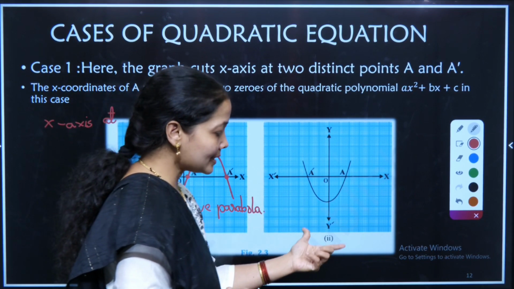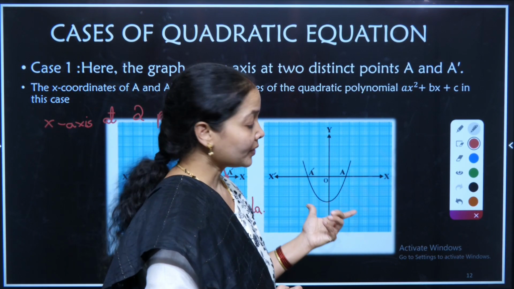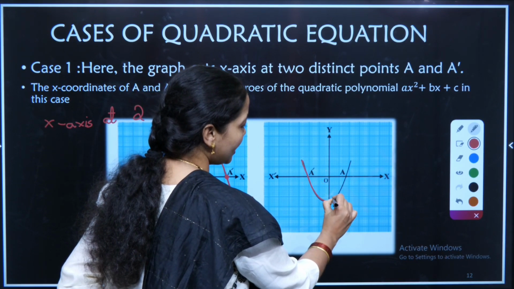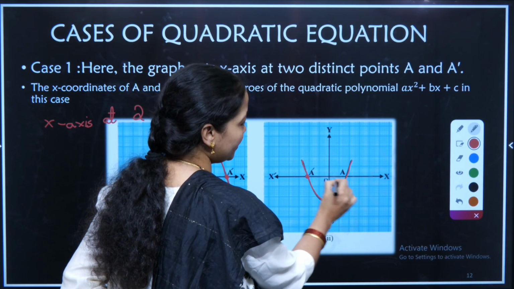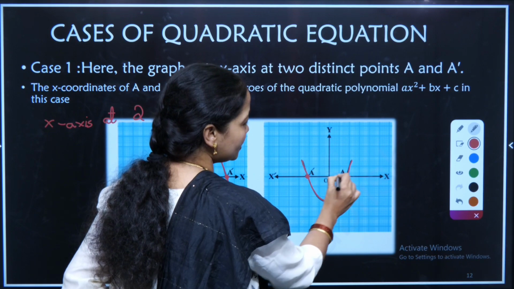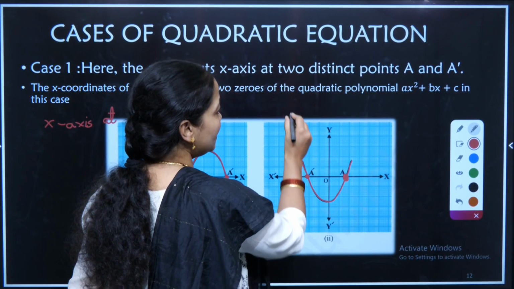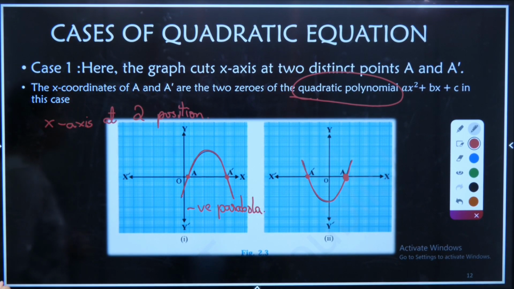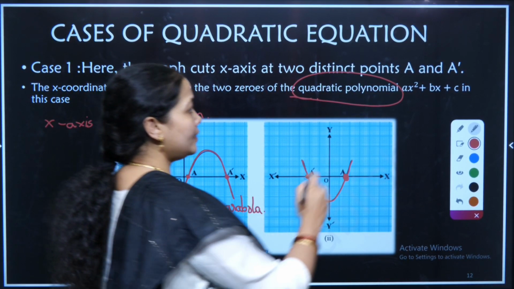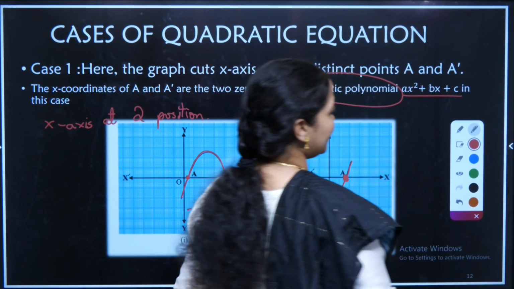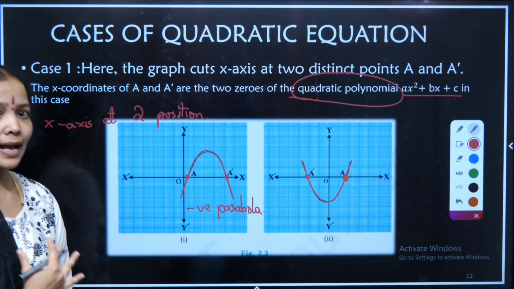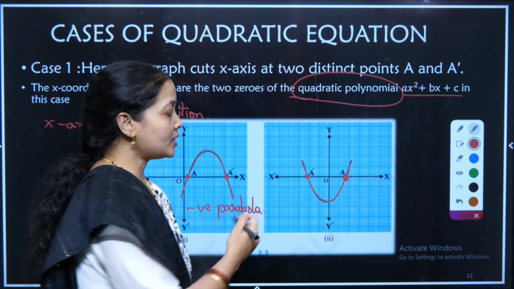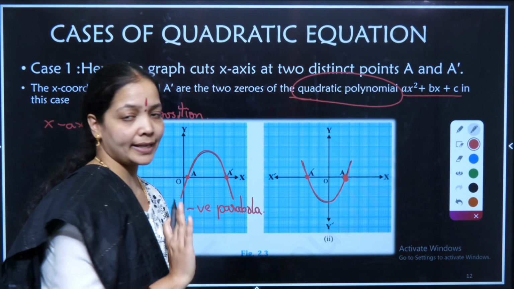Coming to the second example, the second diagram here, I am able to make out that this is my graph. The graph is touching the x-axis again at two different positions. Again, this will also be a quadratic polynomial. So when it is a quadratic polynomial, I will say the general form of the quadratic polynomial is ax square plus bx plus c. X has a power of 2, therefore the degree of the equation is 2 and hence two positions the graph has to touch the x-axis.